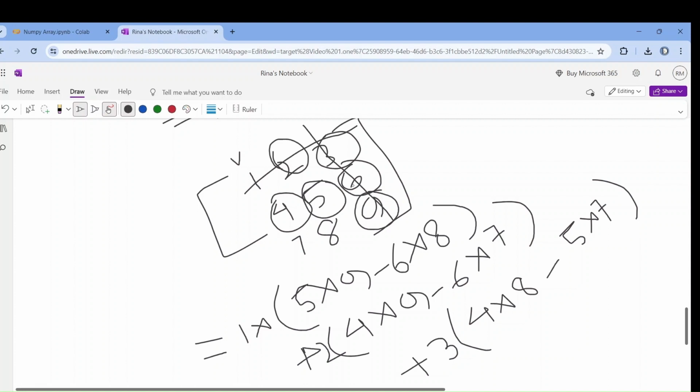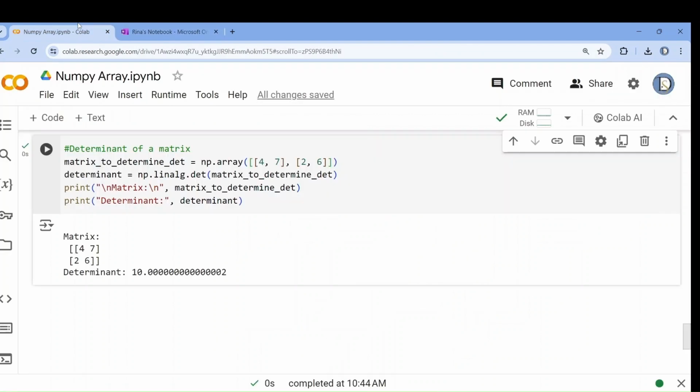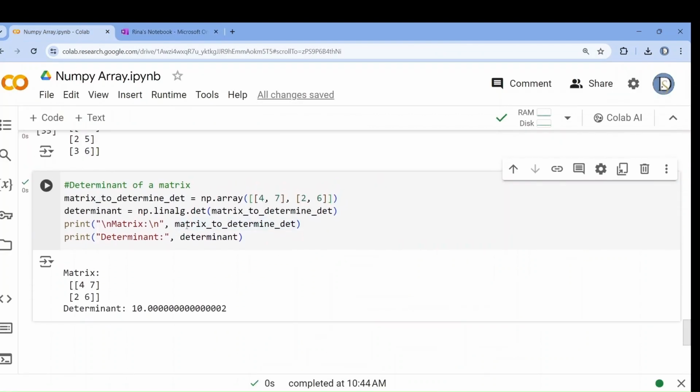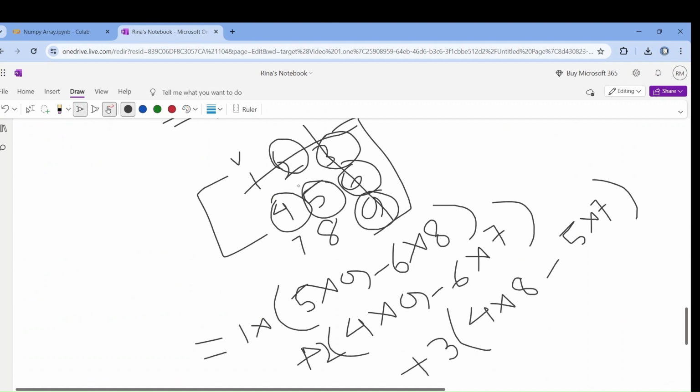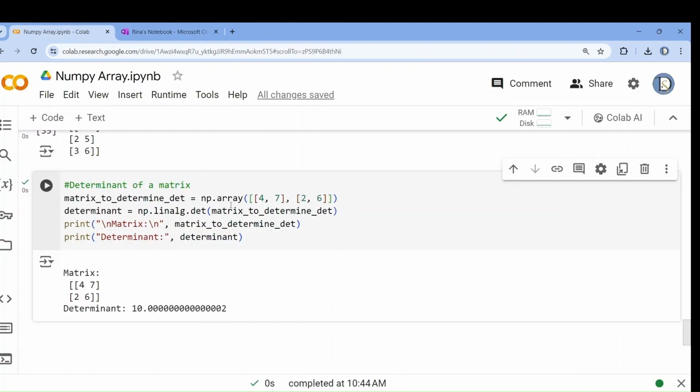It's simple. Whatever the dimension is, you just have to delete the corresponding rows and columns and calculate the part. Okay, so here you can see this is the determinant of the matrix. Now you can do one thing: you just calculate this one, write it here and check whether you are able to solve this or not.